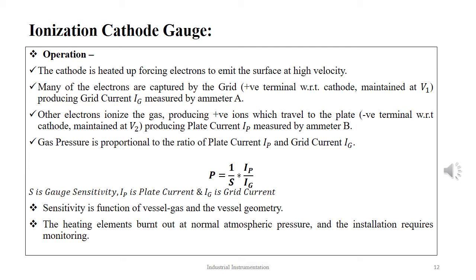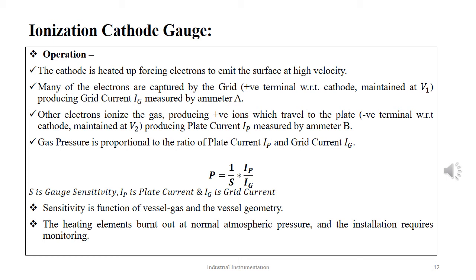The chamber gets ionized by the remaining free electrons, producing positively charged ions which travel towards the plate, held at a negative potential with respect to the cathode, maintained by the source V2. The plate current is denoted Ip and is measured by ammeter B.